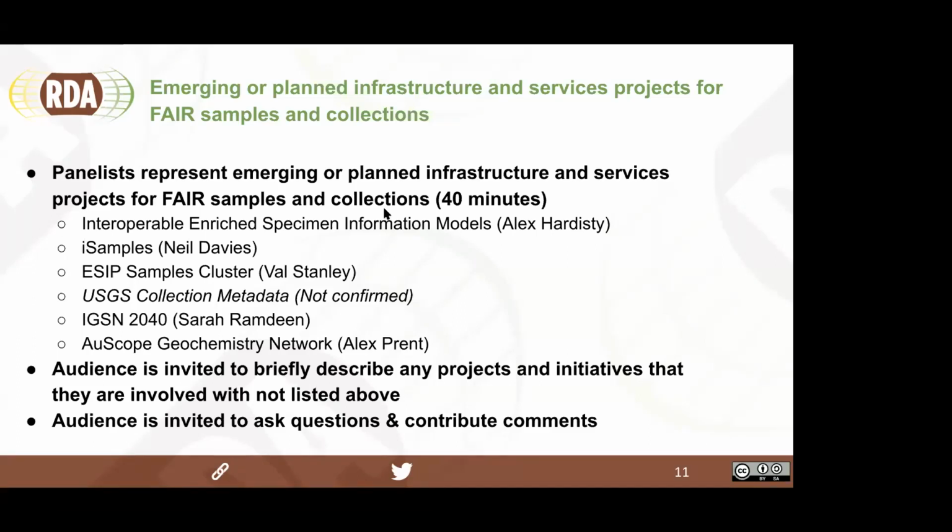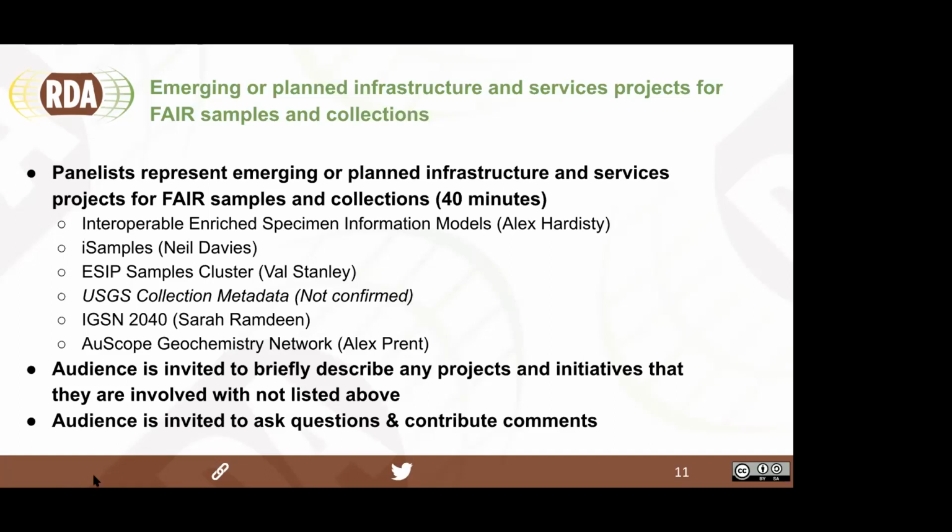So with that, we're moving on into the second part of our session. And as I said before, we have a group of panelists, presenters who are not going to present with slides, but just talk about their specific projects and initiatives that they represent. And again, write your questions in the chat if you have any. We also invite members of the audience after the last presentation to briefly describe any projects and initiatives that they are involved with or aware of that have not been listed above.